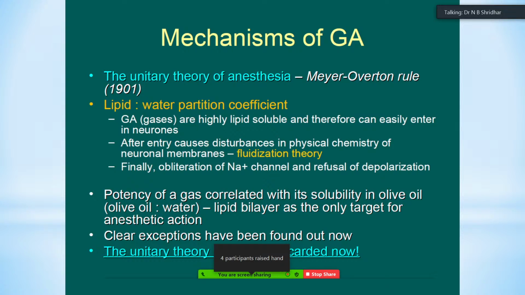Here the lipid bilayer is the only target for the anesthetic action, and clear exceptions have now been found among so many anesthetic agents. The unitary theory has been discarded totally now, whereas the Meyer-Overton rule is somehow still ongoing.